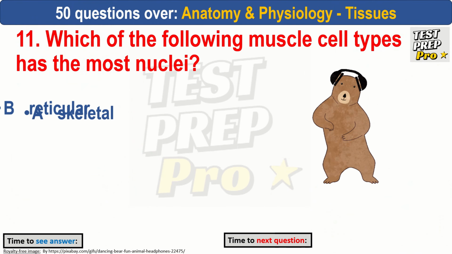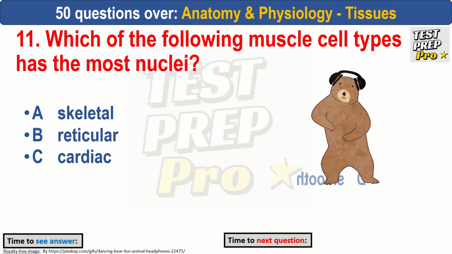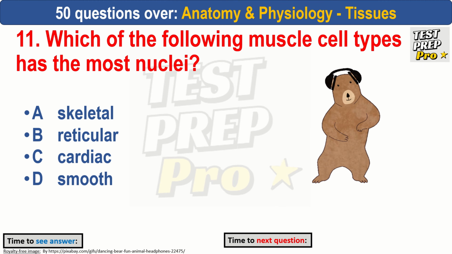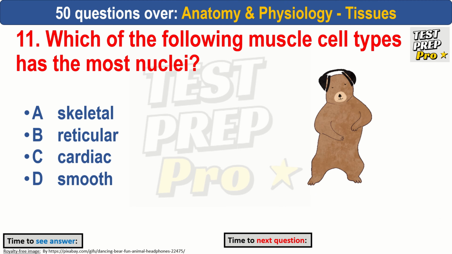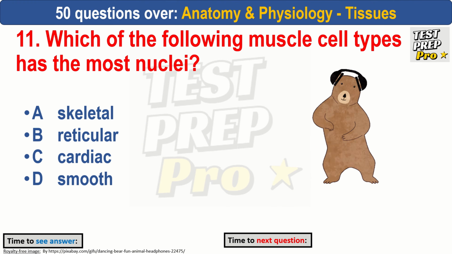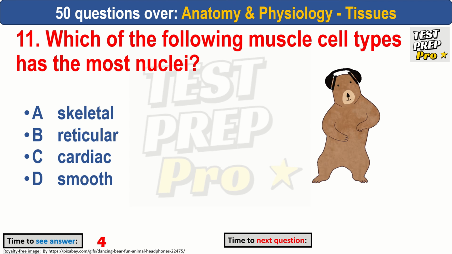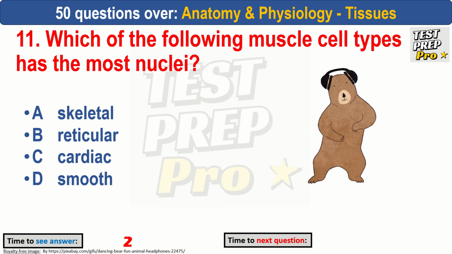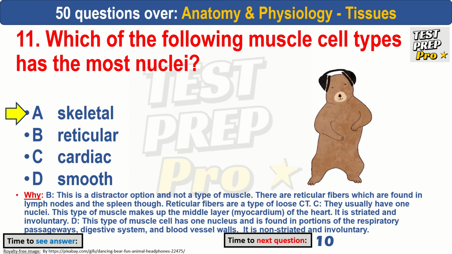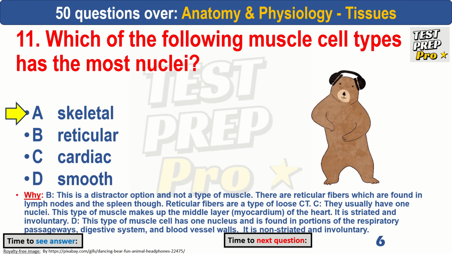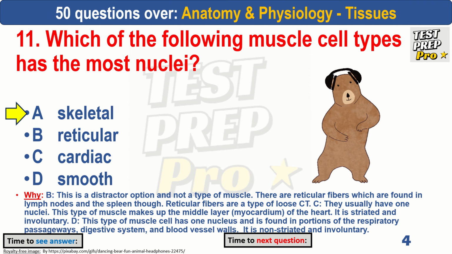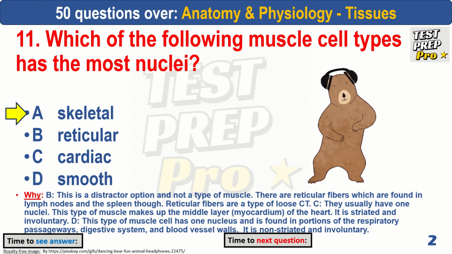Which of the following muscle cell types has the most nuclei? Is it skeletal, reticular, cardiac, or smooth? The answer is skeletal muscle. Reticular is just a distractor option and is not a type of muscle. Cardiac would be found in the heart and smooth in the walls of blood vessels.